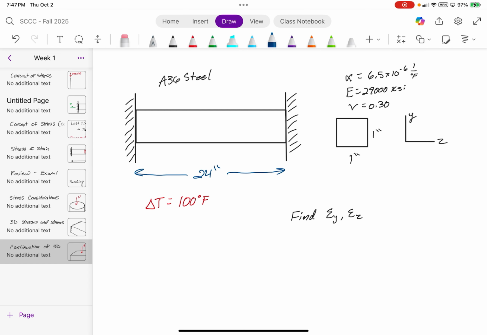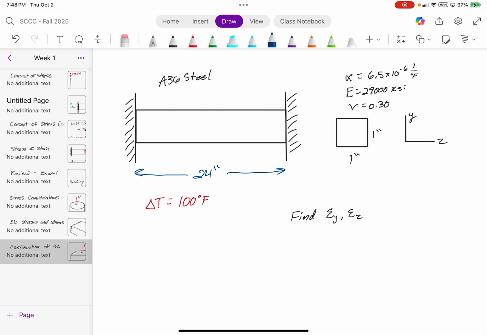So if it was in compression, it would be negative then? Yes. The thing is, when it comes to temperature, there's this thing called compatibility. We go into a lot more detail with it for statically indeterminate members, but basically it's like saying that delta, the deformation due to the temperature change, plus delta F, the deformation due to the force.